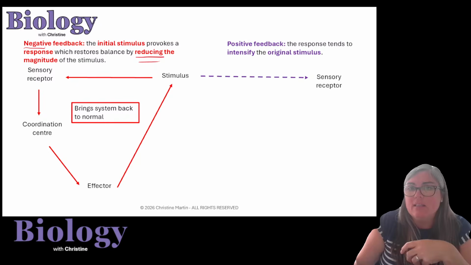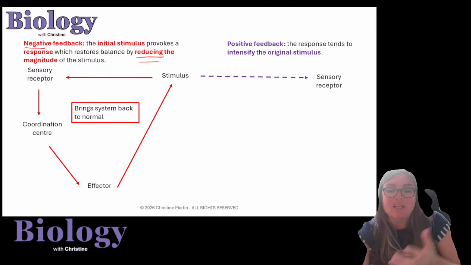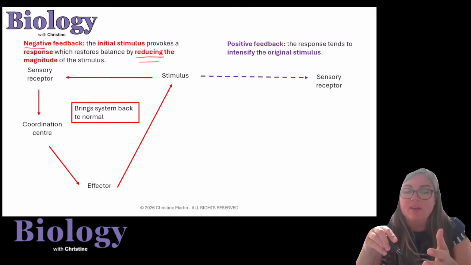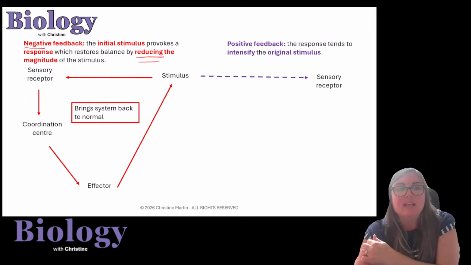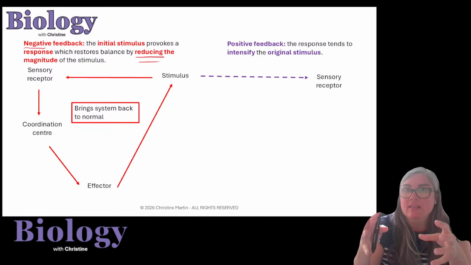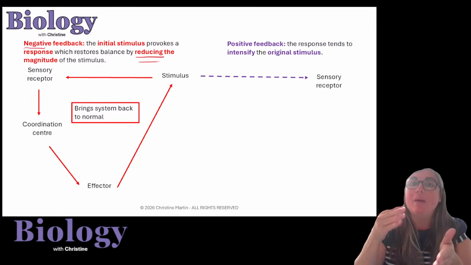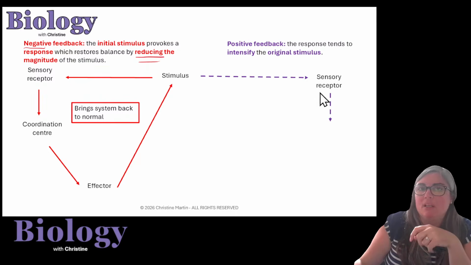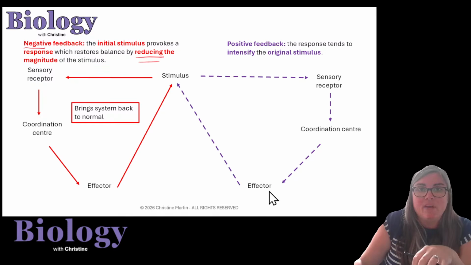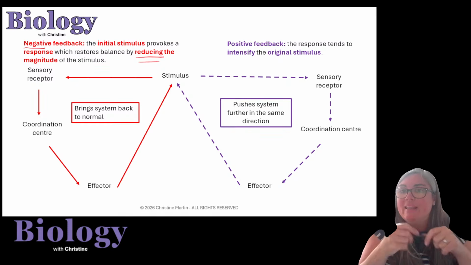If I'm going to go on the opposite side of things, if I'm going to intensify the original stimulus, so again, any type of stimulus, I am going to have a sensory receptor. Is it the photoreceptor? Is it the thermoreceptor? Is it the chemoreceptor? Is it the mechanoreceptor? Whatever the example is, that's where you have to bring the links together. So positive feedback, am I intensifying the original stimulus? I've got a sensory receptor, a coordination center, and an effector, but this time I'm pushing the system further in the same direction.